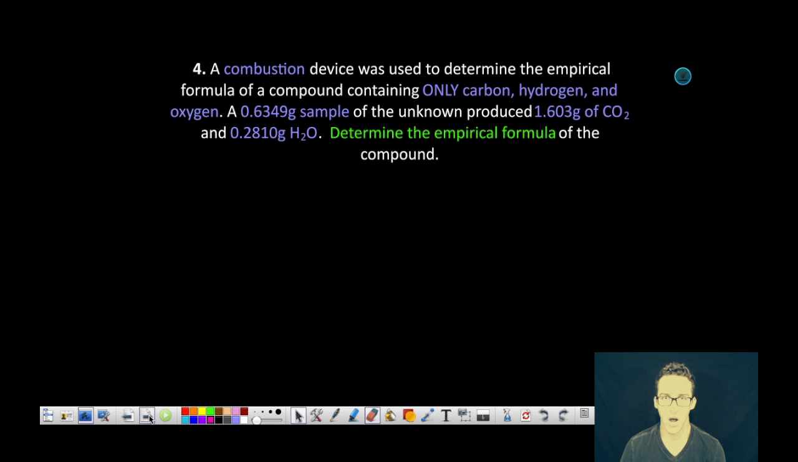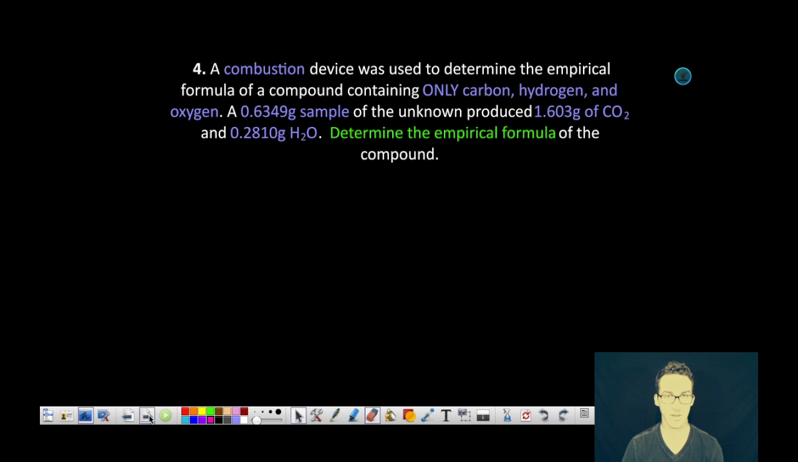Awesome. Okay, now our last problem of the day is sort of a doozy. It combines some of the percent composition work that we did in the earlier problems with empirical formulas. So you look at question number 4, it says a combustion device was used to determine the empirical formula of a compound containing only carbon, hydrogen, and oxygen. A 0.6349 gram sample of the unknown produced 1.603 grams of carbon dioxide and 0.2810 grams of water. Determine the empirical formula of the compound.